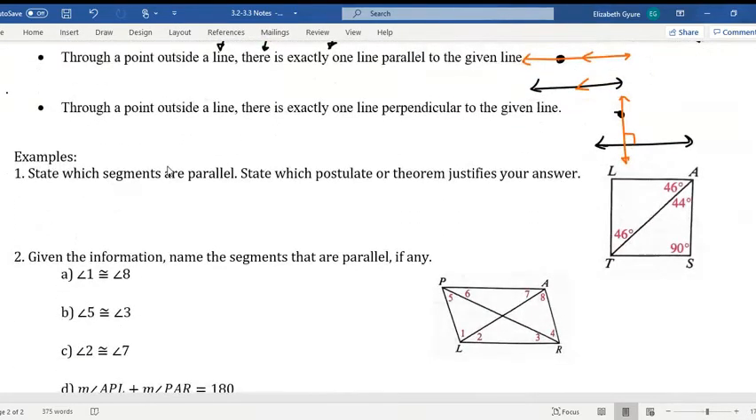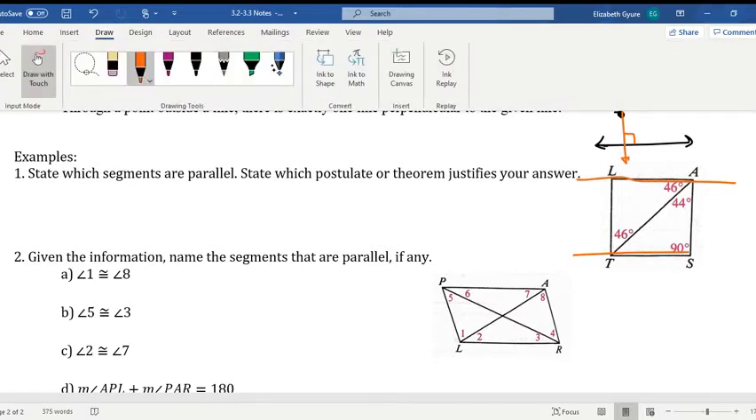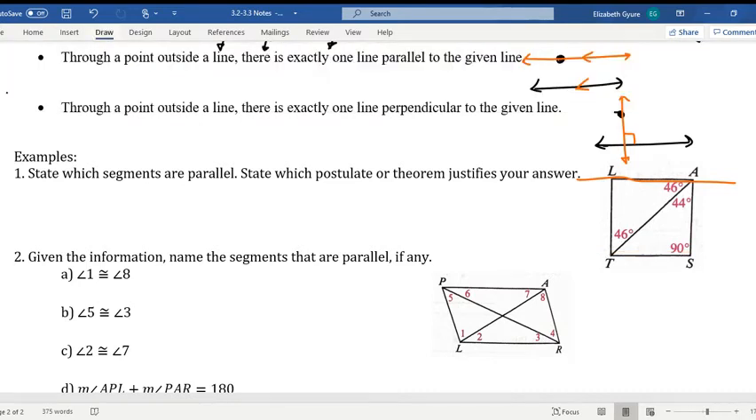And then our examples. Number one said: state which segments are parallel, and state which postulate or theorem justifies your answer. In a diagram like this, you want to envision that all these segments don't actually end. Think of them as extending. It makes it a little easier to look at. So I'll even draw over this, that line LA extends, line LS extends. It just makes it a little bit easier to see all your transversals. Just a recommendation here. Keep in mind all of these are going to extend.